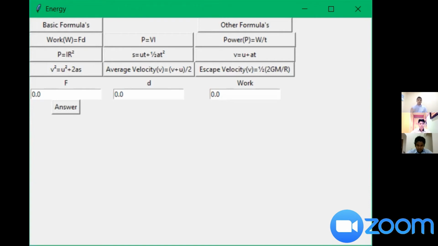Then it's pretty obvious what you have to do. Just choose the formula you want and enter the values into the formula. In the end, you should have an option to request the answer. This then should show you the correct answer to the formula. I'm pretty sure you guys all know what the formula for work is. F into D.